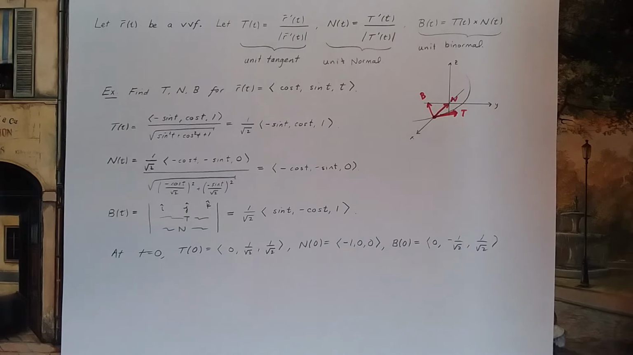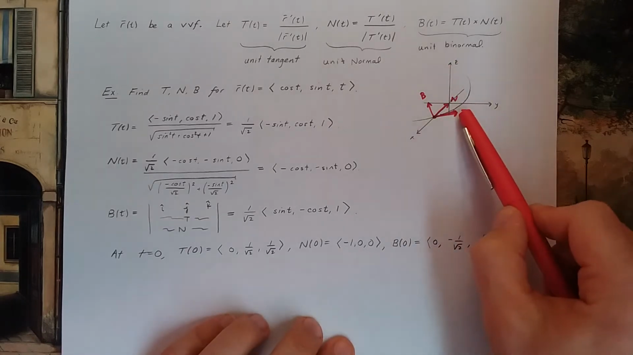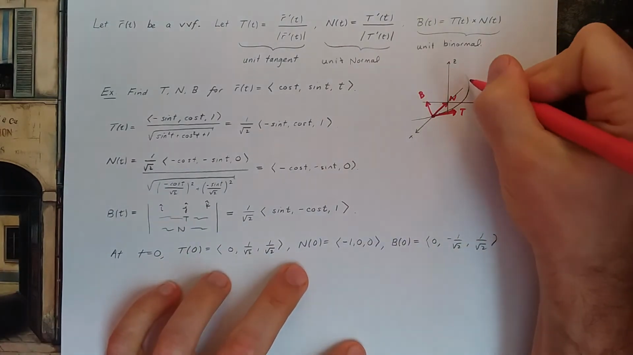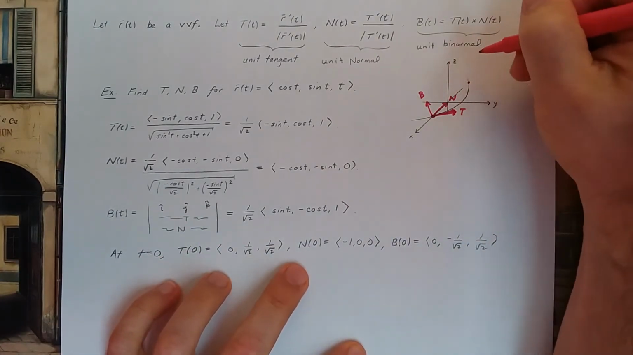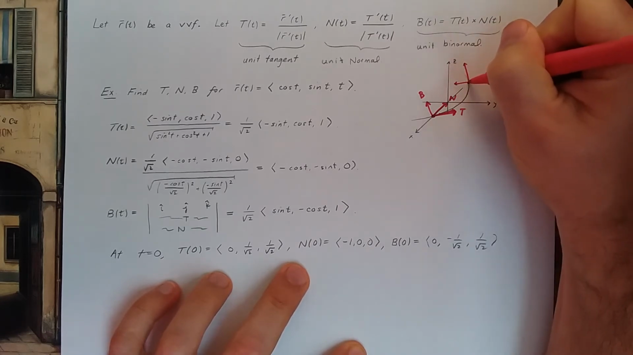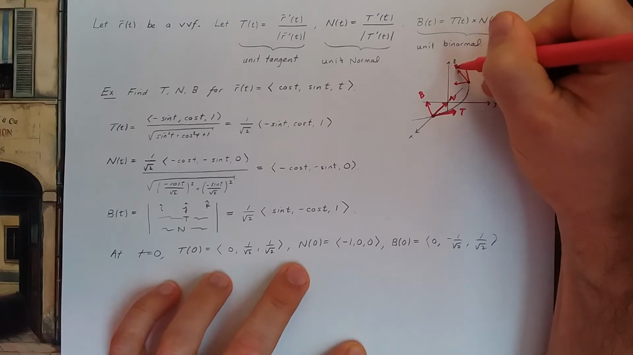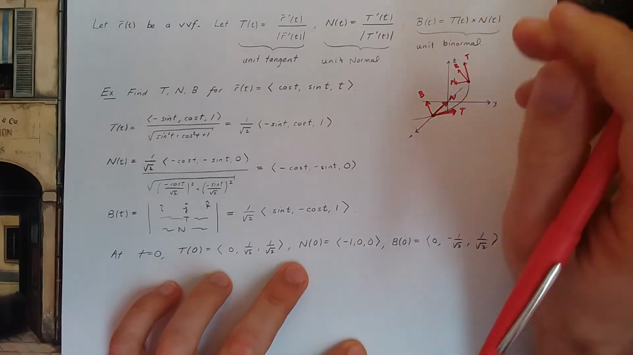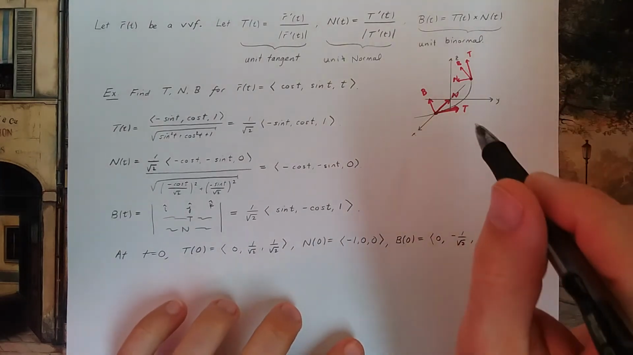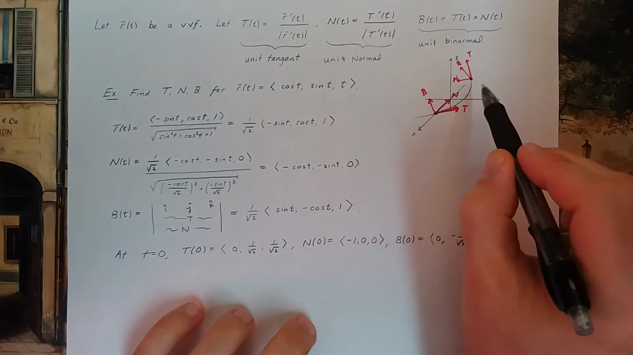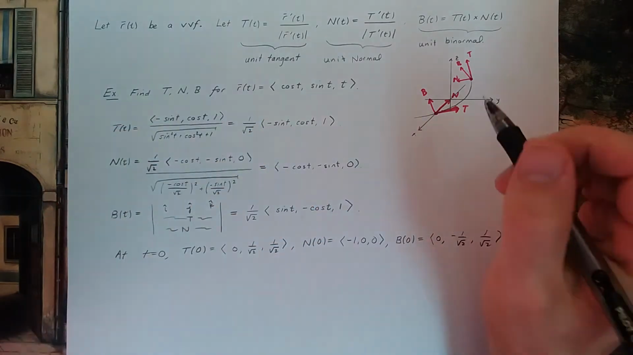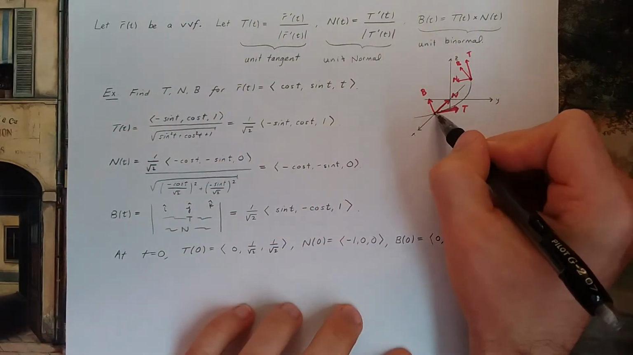If I plotted b, n, and t at a different point, I would get a different three-axis system. So if I plotted the t, n, and b up here, it might look like this. T is tangent to the curve, n is normal to the curve, and b is sticking straight up. So what this is doing is creating a three-dimensional axis system that moves along the curve. So at any point on the curve, you have a different three-dimensional axis system for your use.